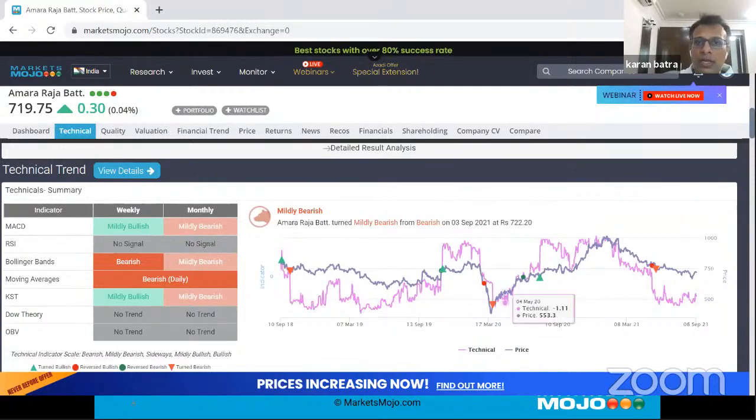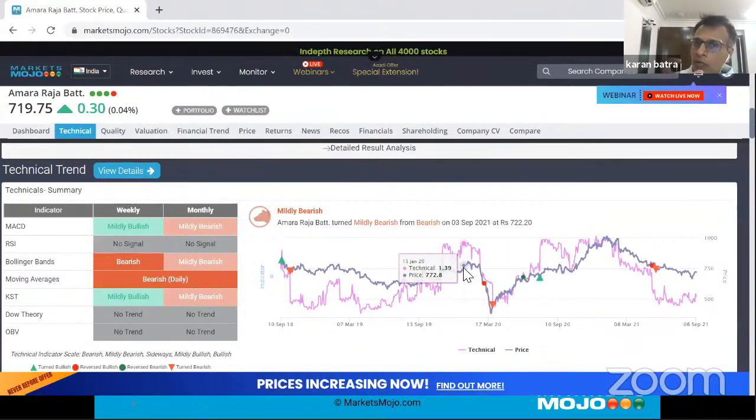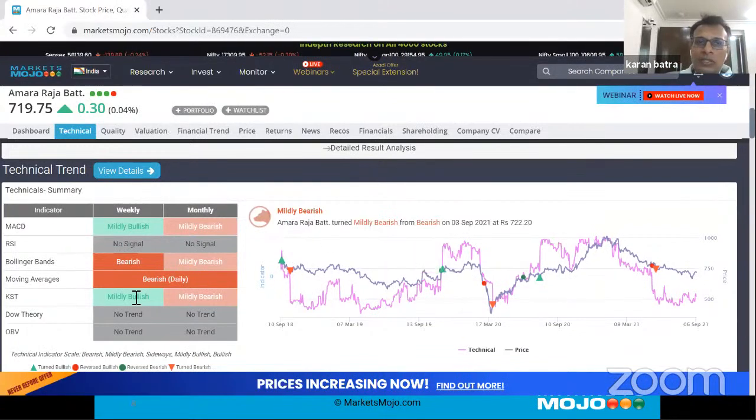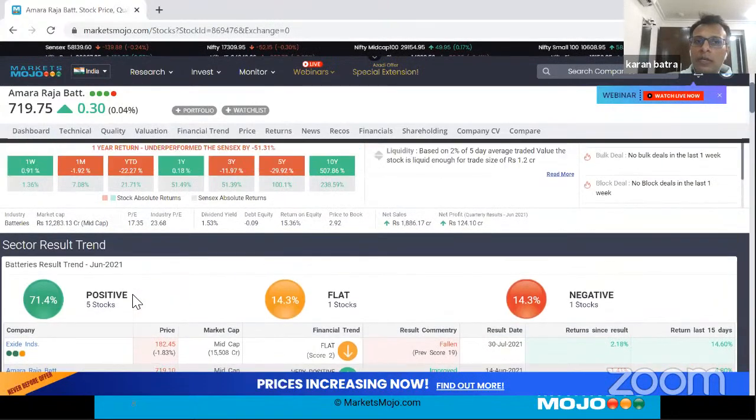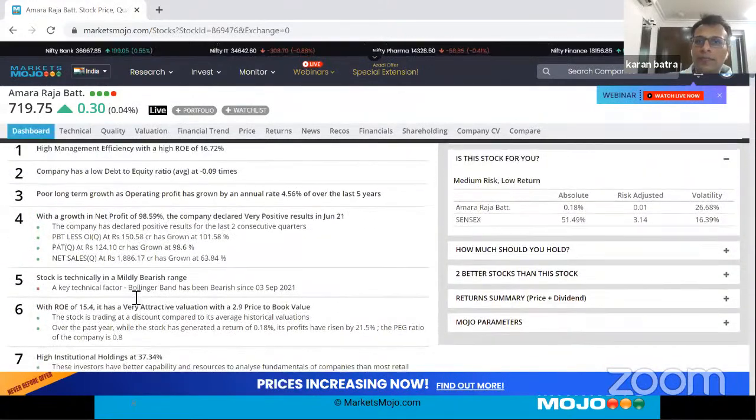Here, Amara Raja is mildly bearish. You can see that it turned in the bearish range at around 7:30 on 25th May, and since then the price is down. So the technical again will take some time to move for us because we're looking at most of the weekly and monthly parameters and not the very short-term intraday parameters. All these four combine to form the final call on the company. This is what we call the Mojo score.